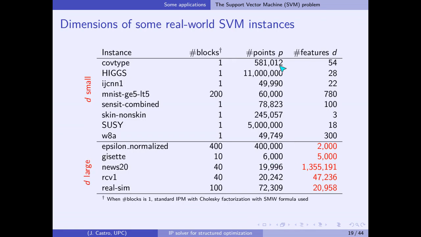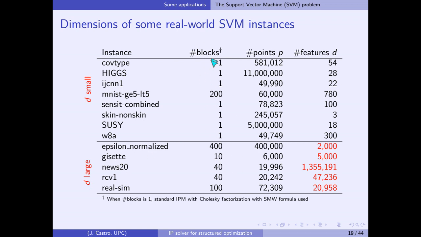These are some real-world support vector machine instances. These are quite large instances used in the literature. Sorry, this should be n. n is the number of features. The first set of instances has a small number of features. The second set has a large number of features.